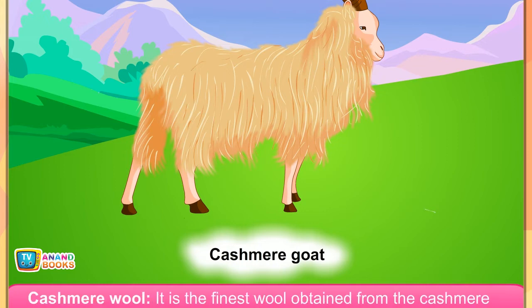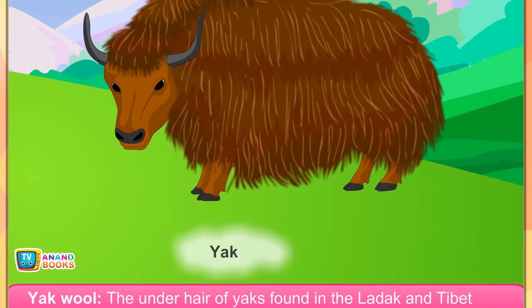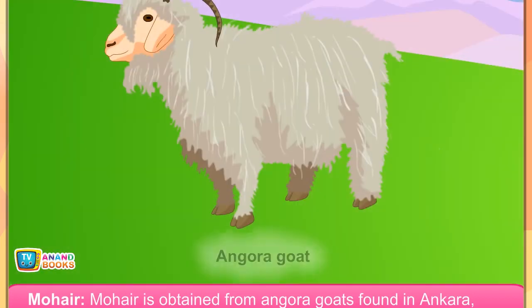Cashmere wool. It is the finest wool obtained from the cashmere goats found in the Kashmir region. It is also known as pashmina. It is used to knit pashmina shawls. Yak wool. The underhair of yaks found in the Ladakh and Tibet region is used for wool. Mohair. Mohair is obtained from Angora goats found in Ankara, Turkey. It is used for making garments and home furnishings.